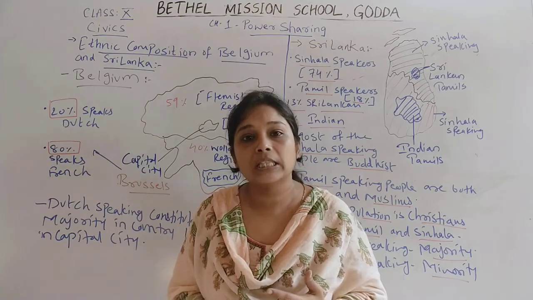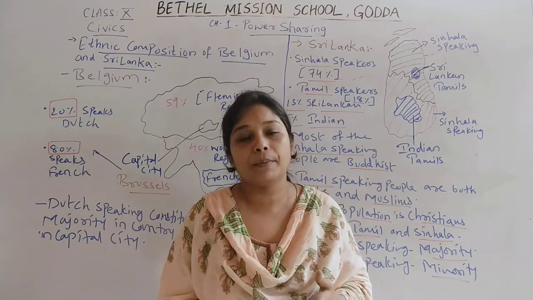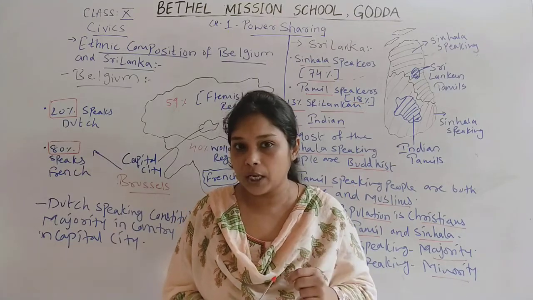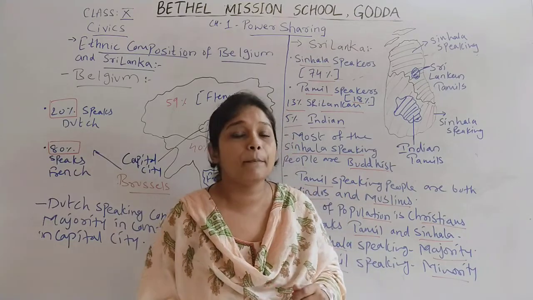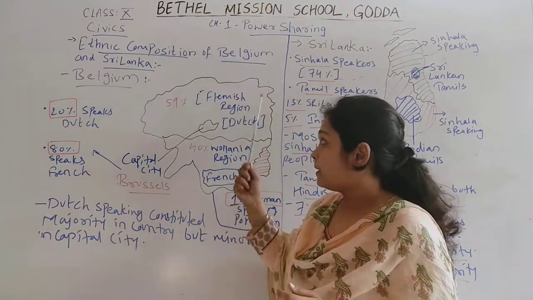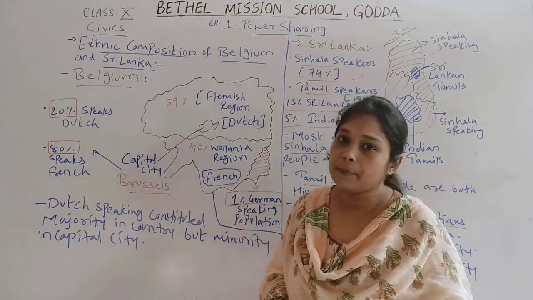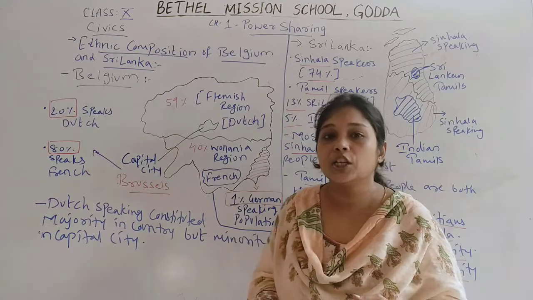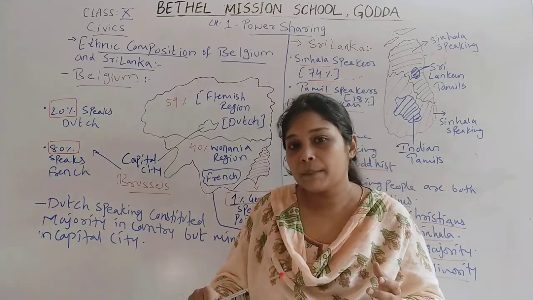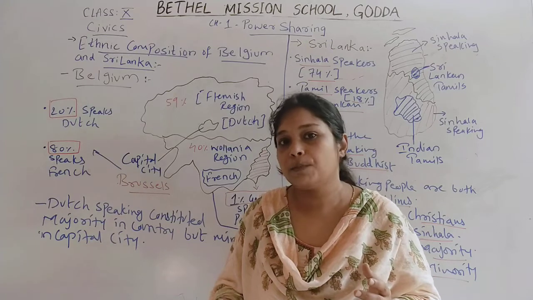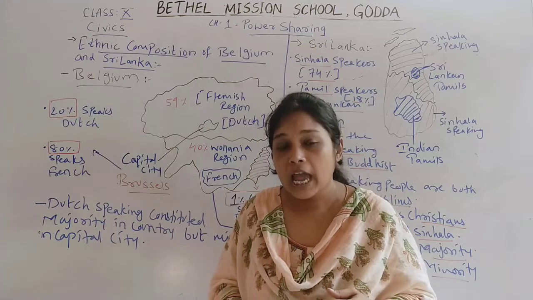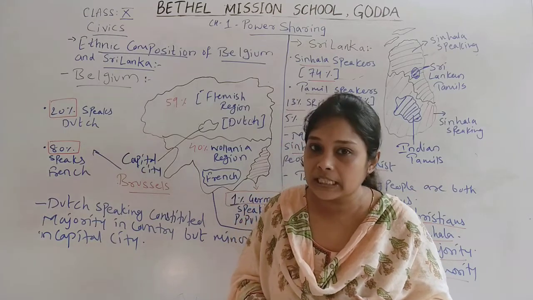59% of people speak Dutch and 40% speak French, and there is 1% of the population who speaks German. Dutch speaking people live in the Flemish region and French speaking people live in the Wallonia region. But in the capital city of Brussels, French speaking people are more and Dutch speaking people are less. That is 80% of people speak French and 20% speak Dutch.